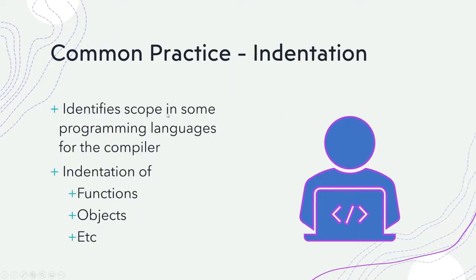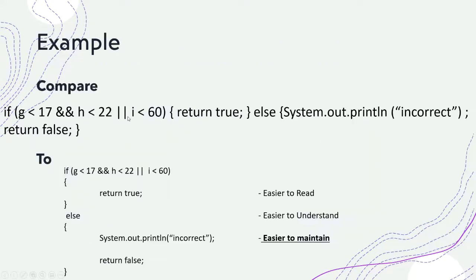Indentation identifies scope in some programming languages for the compiler, such as indentation of functions, objects, etc. So this is an example of indentation. If you compare this code to this one, as you can observe, this code is easier to read, easier to understand, and easier to maintain. Unlike this code here, which would cause confusion between one programmer and another.